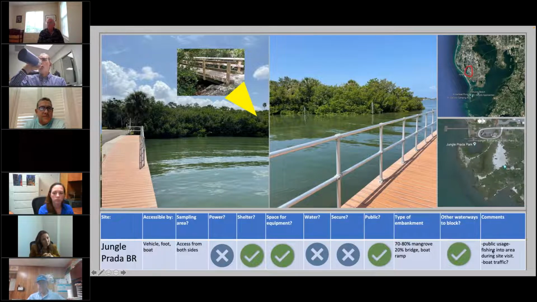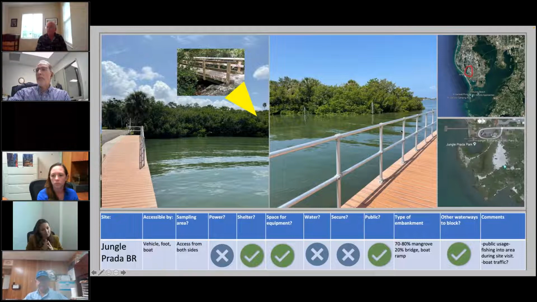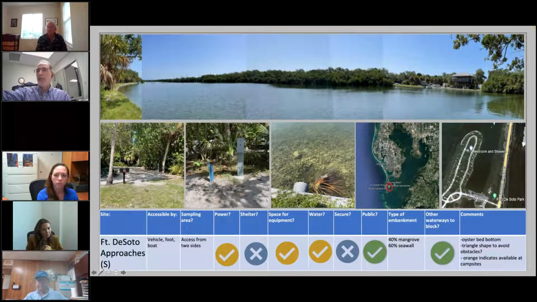You know, is it a suitable site? And we've done this for a number of these places. Here's one for the Fort DeSoto. Again, you can see different pluses and minuses.